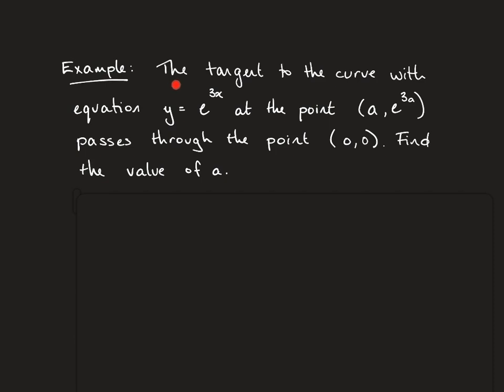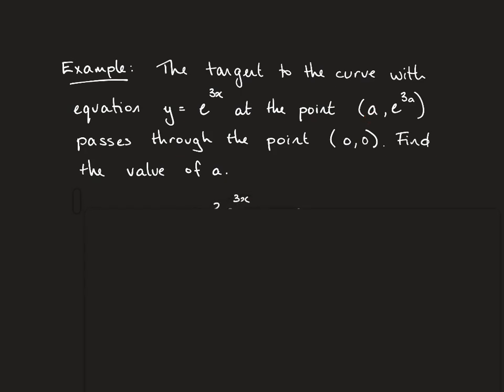So this question says the tangent to the curve with equation y equals e to the 3x, so an exponential, at some point on the curve a, e to the 3a, so some point on the curve where x is equal to a, that tangent passes through the origin, and they want us to find the value of a. So we know the tangent is going to have a gradient that is equal to the derivative of this particular function, and it'll be evaluated for this particular x-axis.